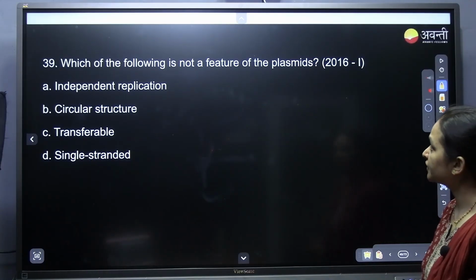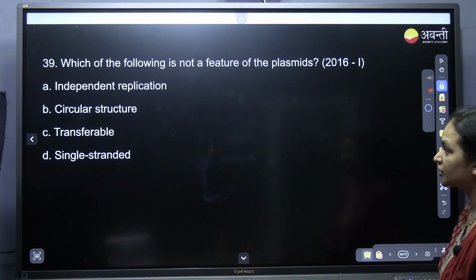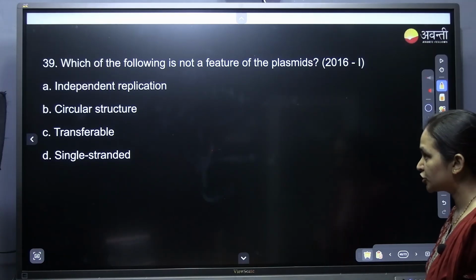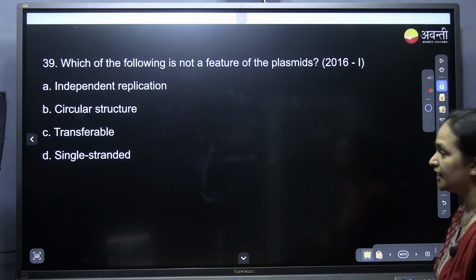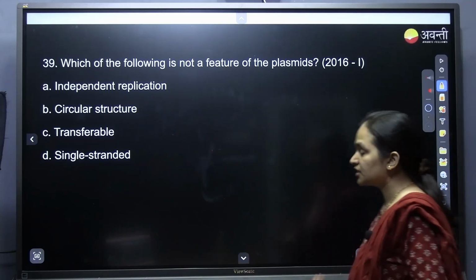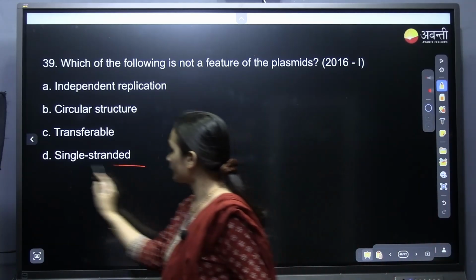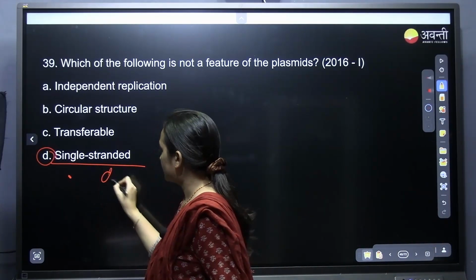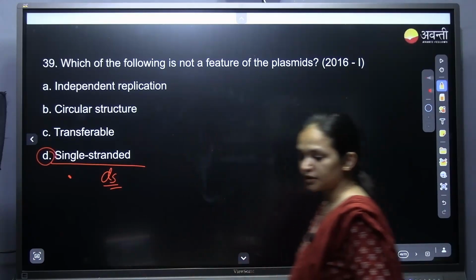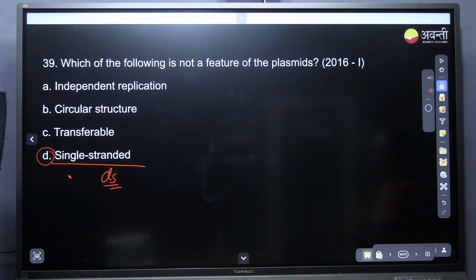Which of the following is not a feature of plasmid? Independent replication, yes. Circular structure, yes. Transferable, yes. Single stranded: the plasmid is double stranded, not single stranded. So D is not a feature of plasmid.